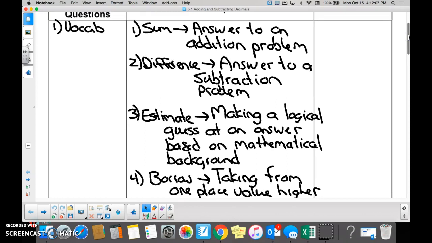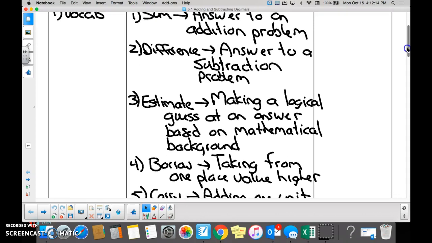You are responsible for getting all of these notes down in your notebook, whether you're a digital note taker or not. We have 5 vocab words today. Sum should be a review. Difference should be a review. Sum is an answer to an addition problem. A difference is an answer to a subtraction problem.